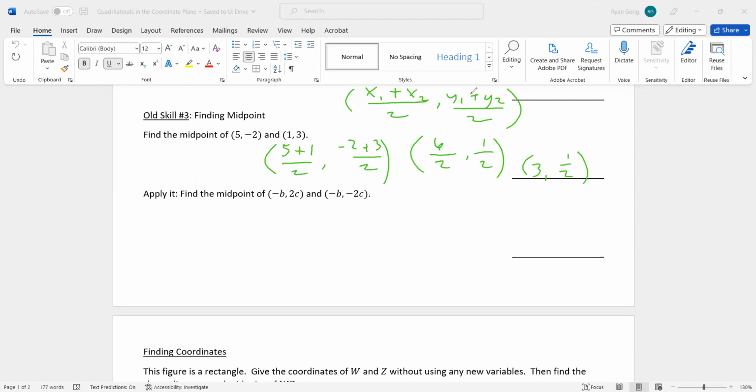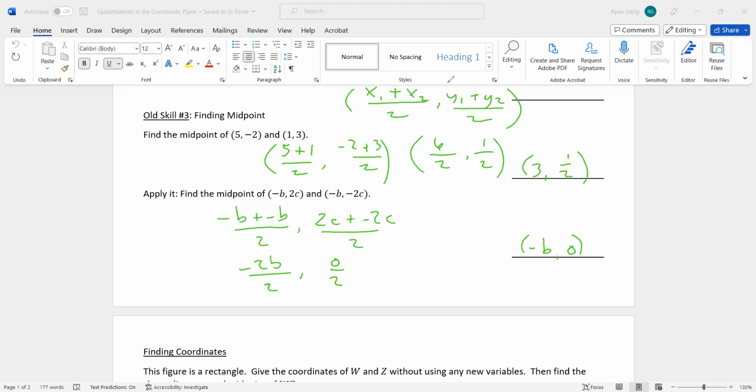We're going to do the same thing with variables. So (-b plus -b) over 2, comma, (2c plus -2c) all over 2. I'm going to start simplifying. -b plus -b is -2b all over 2. 2c plus -2c is 0 all over 2. -2b divided by 2, the 2's cancel, and I'm left with -b. 0 divided by anything is 0. So my midpoint is -b, 0.